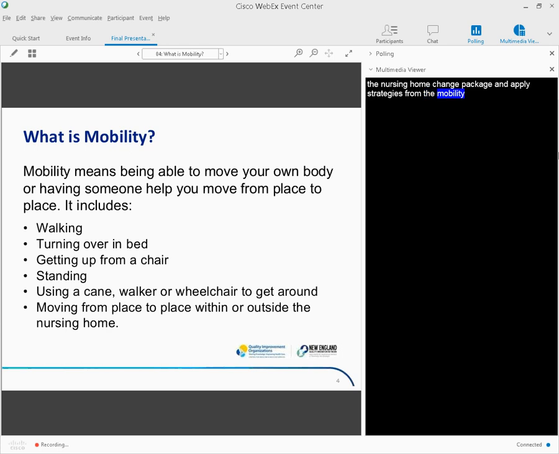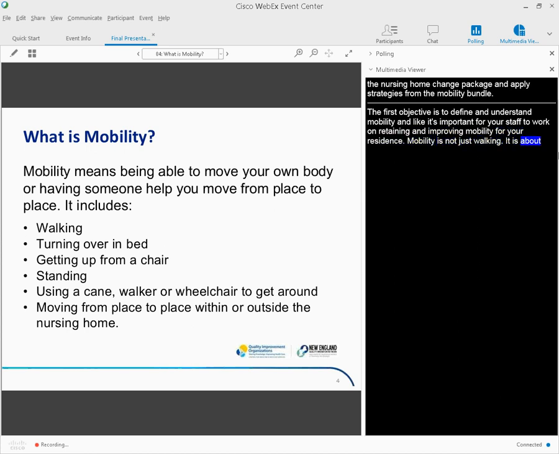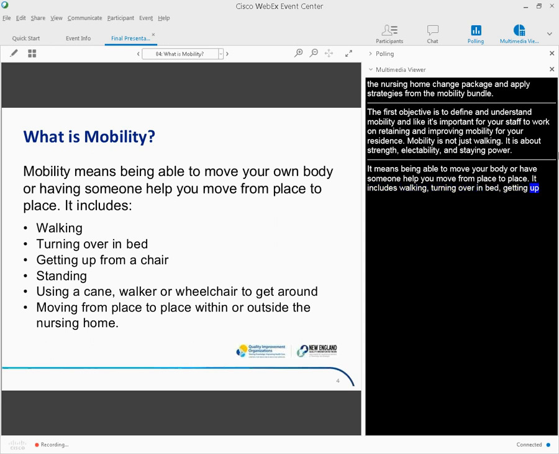Our first objective for today is to define and understand mobility and why it's important for your staff to work on maintaining or improving mobility with your residents. Mobility is not just walking. It's about strength, flexibility, balance, and staying power. It means being able to move your own body or having someone help you move from place to place. It includes walking, turning over in bed, getting up from a chair, standing, using a cane, walker, or a wheelchair to get around, or moving from place to place within or outside the nursing home.